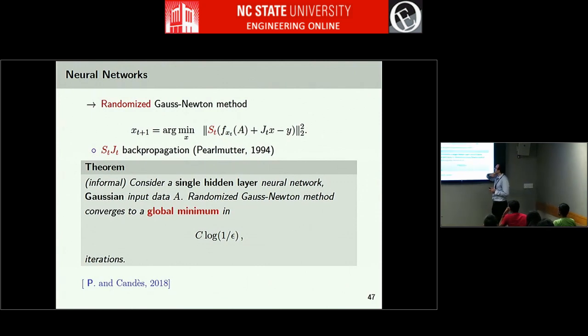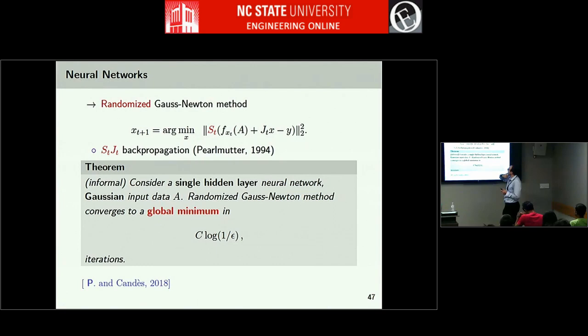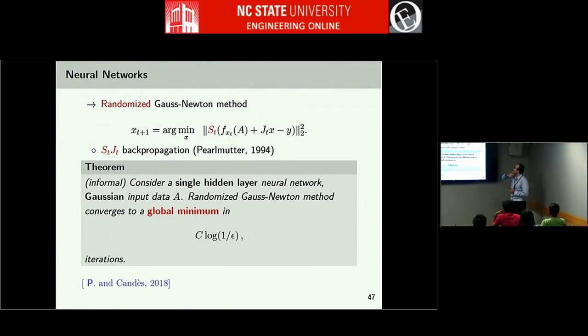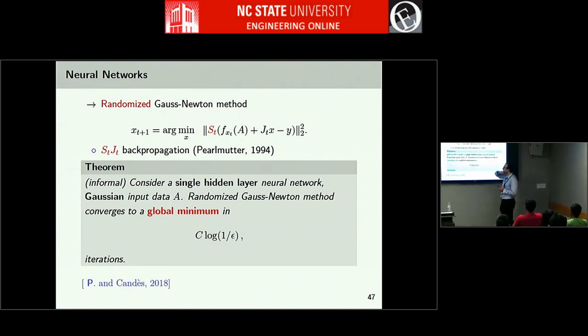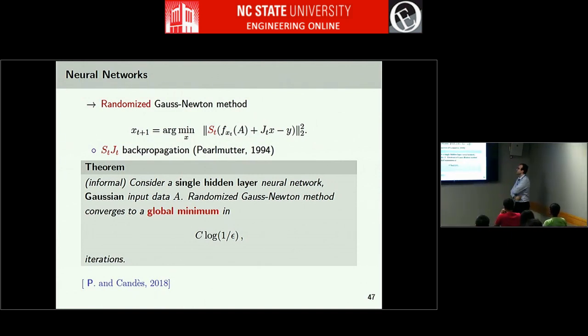And here's a theorem. This is very restricted, but it's a first step. So if you have a single hidden layer and your input data is Gaussian, which is very unreasonable, I know. But if you do this randomized Gauss-Newton method, it will find the global minimum in constant iterations. And the Gaussian input distribution is the only way we can prove it, but it's certainly interesting to go into other types of distributions like sub-Gaussians.